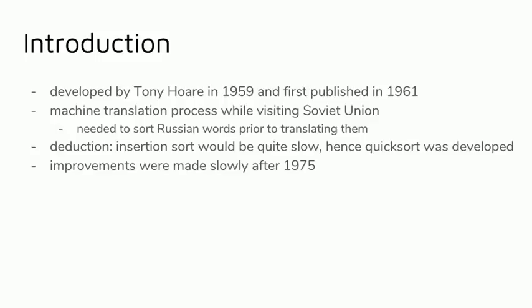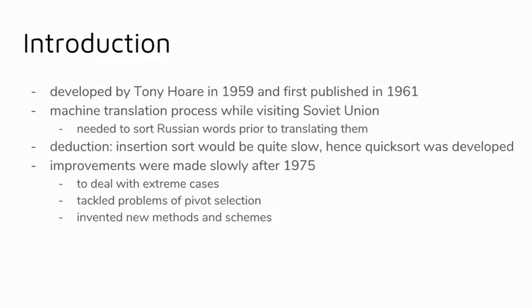Then Robert Sedgwick's PhD thesis in 1975, on the study of quicksort, spurred even more improvements to the original quicksort algorithm, such as for dealing with extreme cases and tackling problems of a good pivot solution. New variations of the quicksort algorithm were also invented to optimize the sorting time. Examples of such variants are sample sort, adaptive partitioning, and the dual pivot quicksort, which we will be discussing later on. Alright, so now let's find out how this algorithm works.